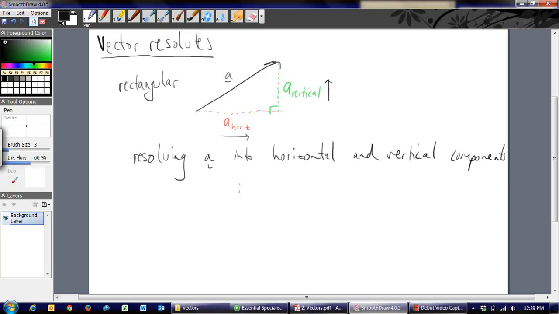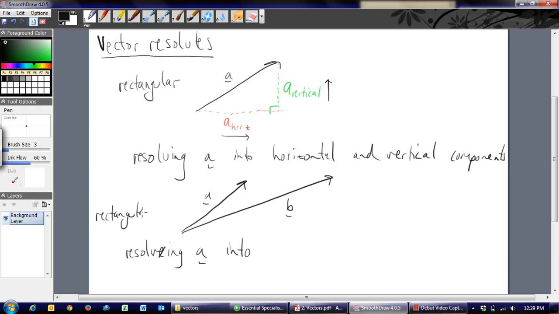Now I'm going to confuse you. What we're going to do now is something a bit different. We've got some vector A, and then we've got some vector B. Now we're going to resolve A, not into horizontal and vertical components, but into rectangular components. But what we want now is not horizontal and vertical. What we want is in terms of B.